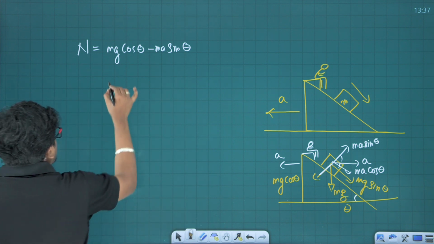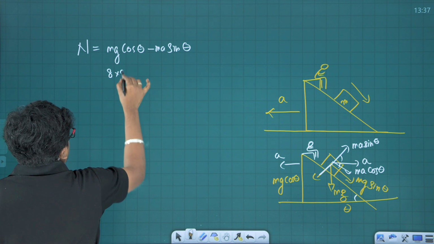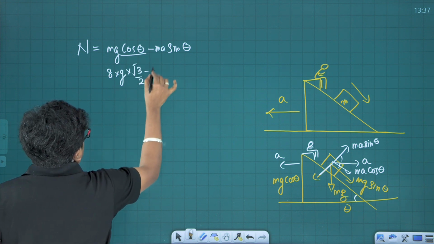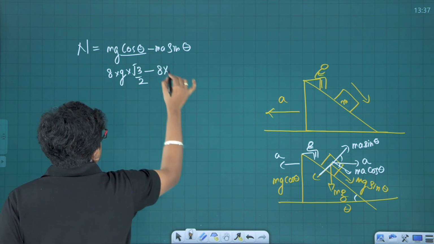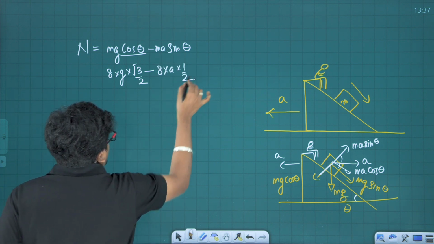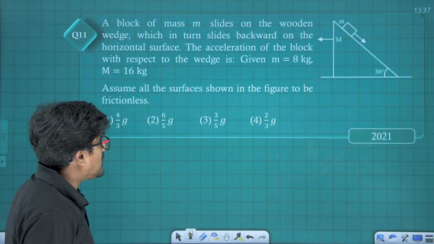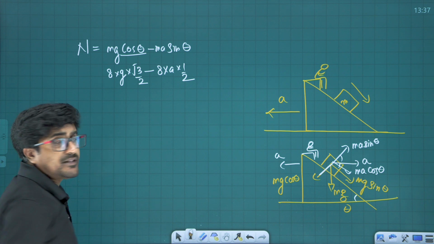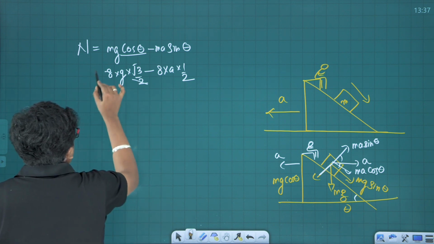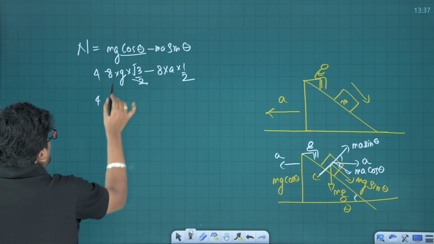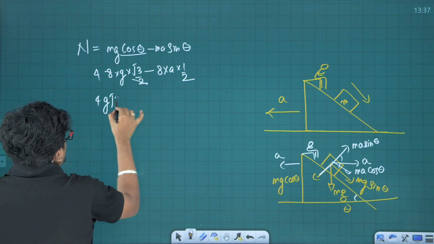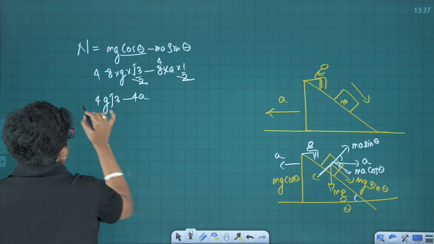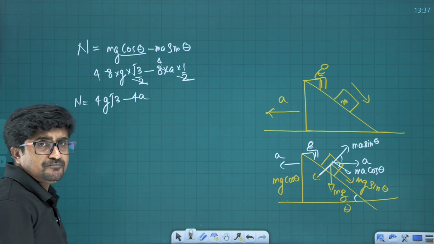Okay, now what is small m? It is 8. So 8 into g into cos theta, cos of 30 is under root 3 by 2, minus of m, which is again 8, small letter a, into sin theta, sin of 30 is 1 by 2, because here as per the question theta is equal to 30 degree. So I just substituted that. So here this is going to be 4 into g into under root 3 minus 4 times a, that is the normal reaction N.